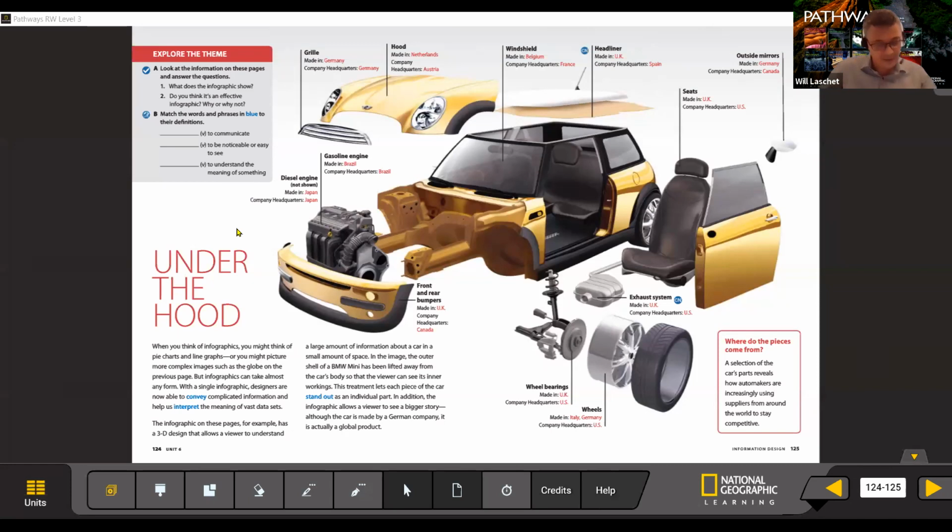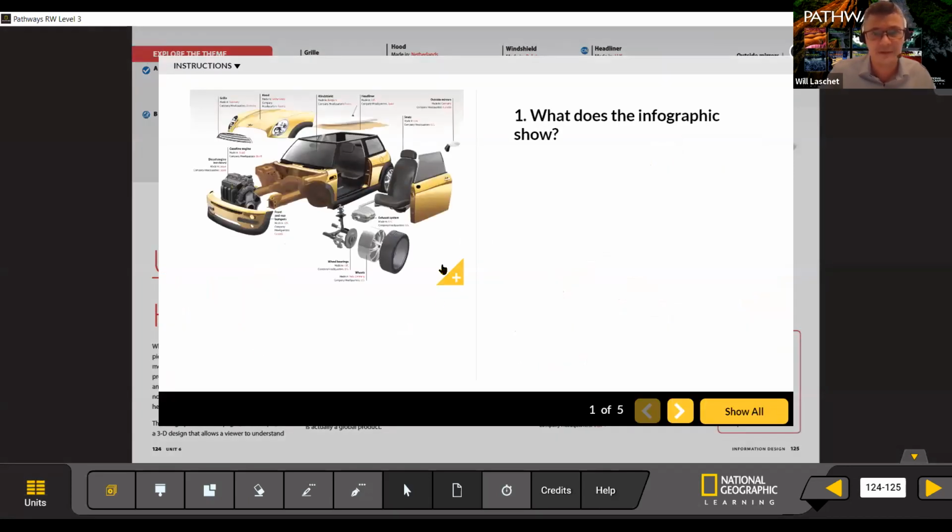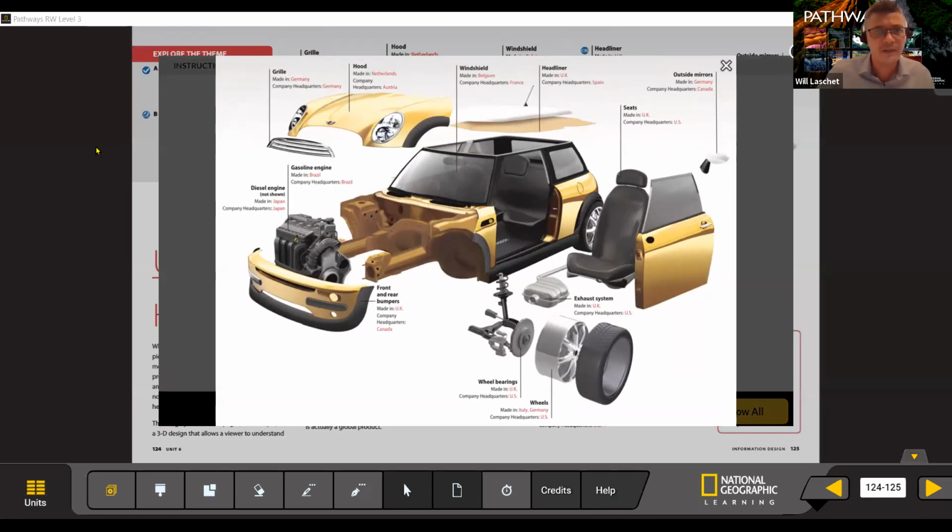We talked earlier about an infographic being data and visuals. Okay, so if we look at the data here, let me go into the exercise so we can get rid of the text there. If we zoom in here, can you tell me what kind of data is being shown on here? What kind of data?